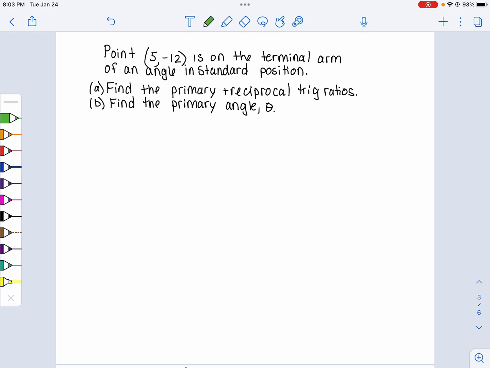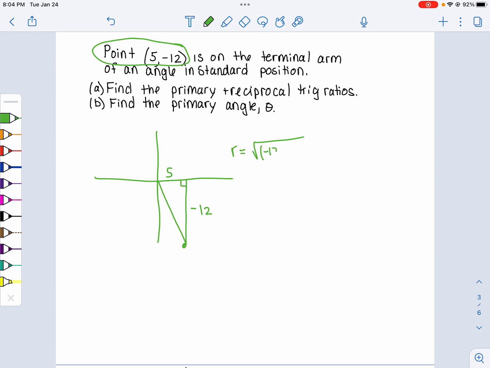Okay, we can also get ones where it's not a special triangle. This time we've just got a point. We're creating that initial terminal arm thing. So if I just plot the point like 5 on the x-axis, negative 12 on the y-axis, so say I'm down there somewhere, I always connect that back up to the x-axis to make my triangle. So I know that this would be 5 and this would be negative 12. So I want to find my radius. So I'll use Pythagorean theorem. So 12 squared plus 5 squared. Solve that, and I find that the hypotenuse is 13.